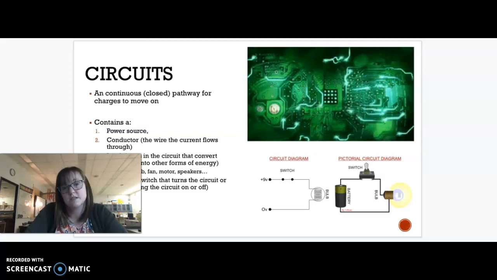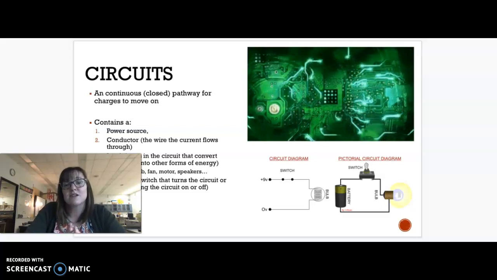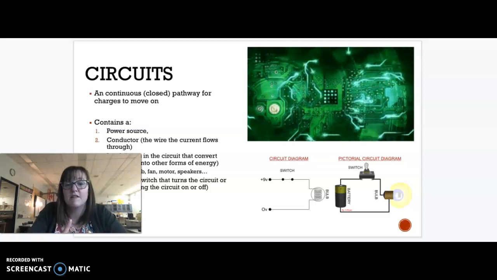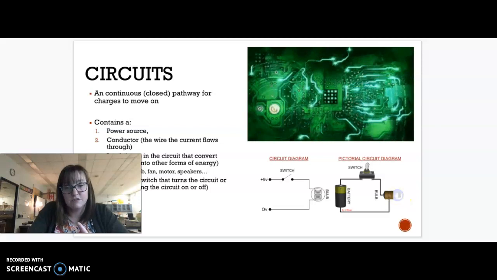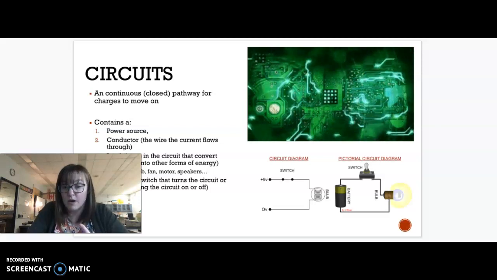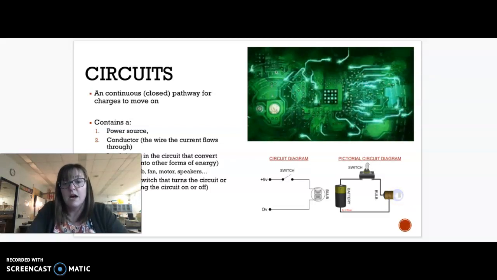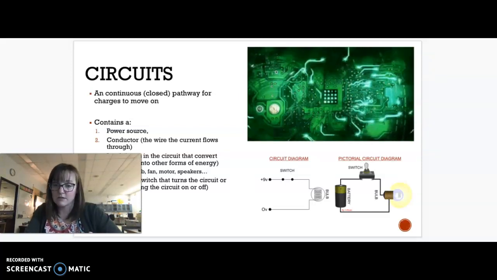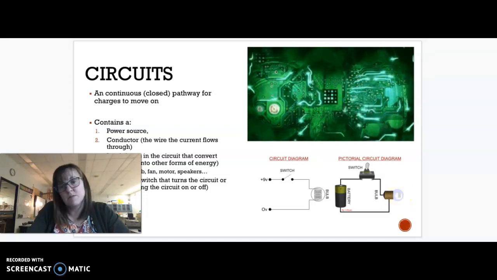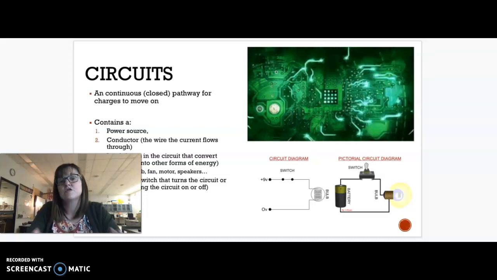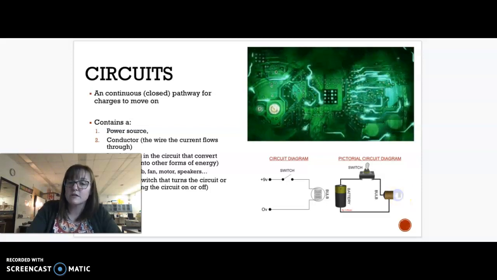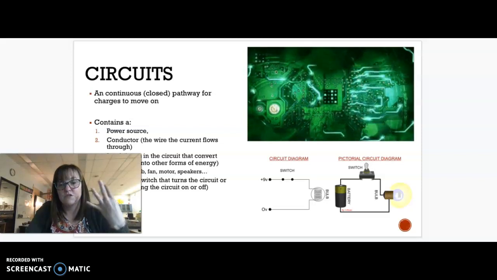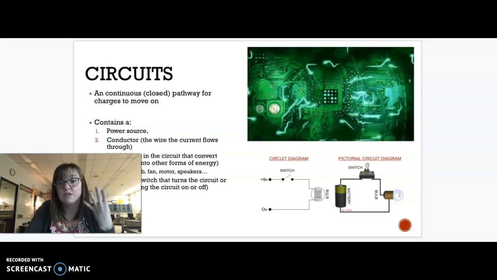We're going to start with what is a circuit, of course. A circuit is a closed pathway where charges can move. To have a circuit, you need to have a power source, a conductor, something like a wire where the current can flow through, a load, an item that converts the electrical energy into something else. This could be a light bulb, a fan, a motor, a speaker, and then you need a controller, something that turns the switch on or turns it off. And that is your basic circuit. It has 4 different components, and yes, you need to know all 4.